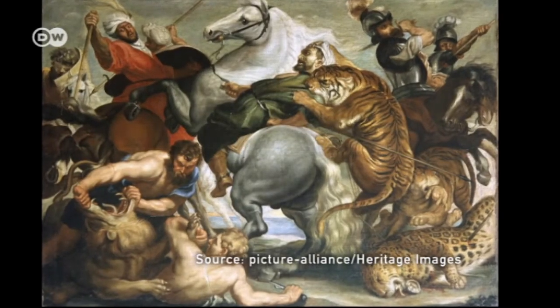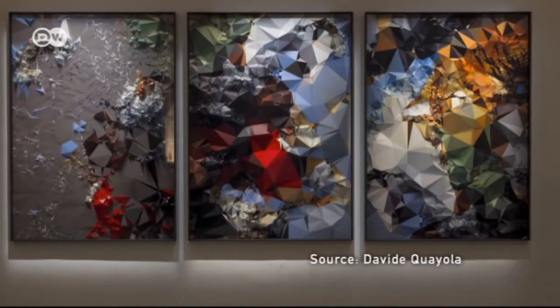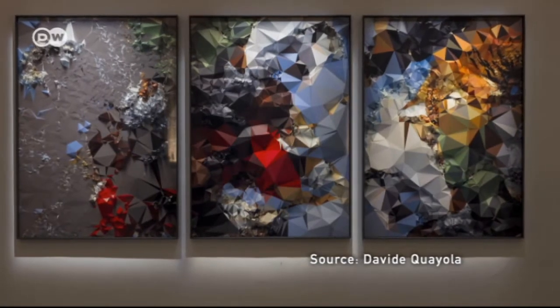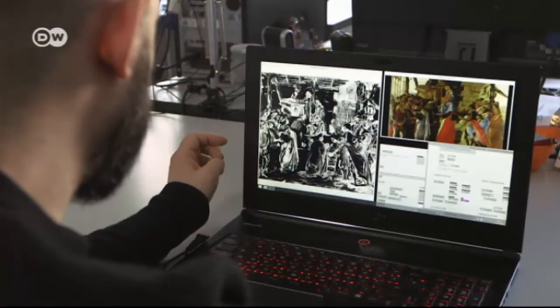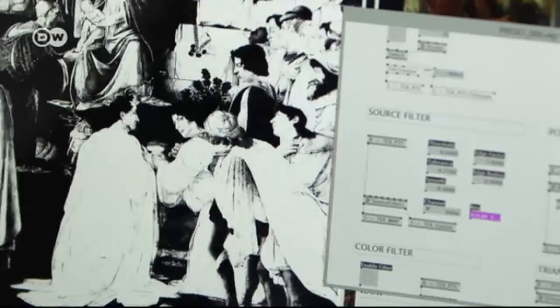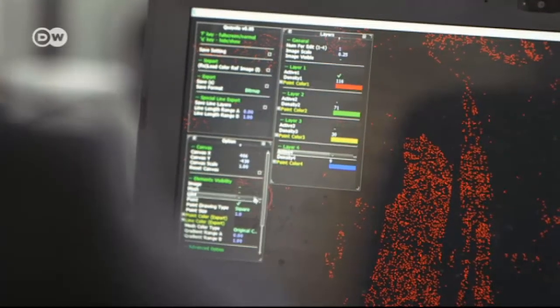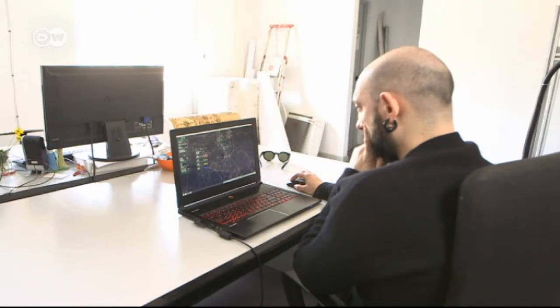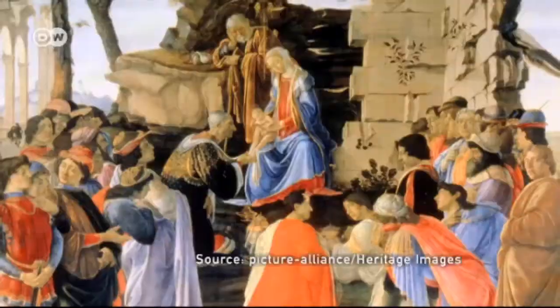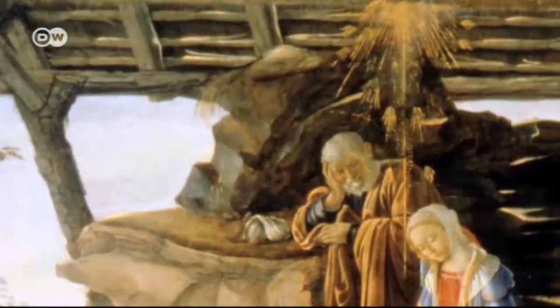The Tiger Hunt by Peter Paul Rubens was also transformed into a work of abstract art. Quayola uses custom computer software to study the paintings. Then he employs algorithms he developed himself to recalibrate the works, exposing their underlying geometric structure. The result combines classical art with a digital aesthetic.